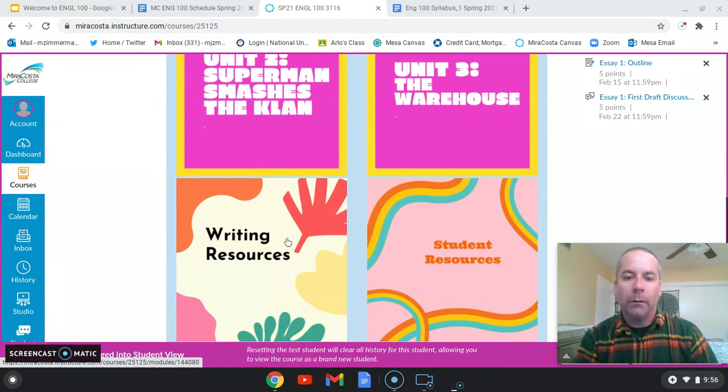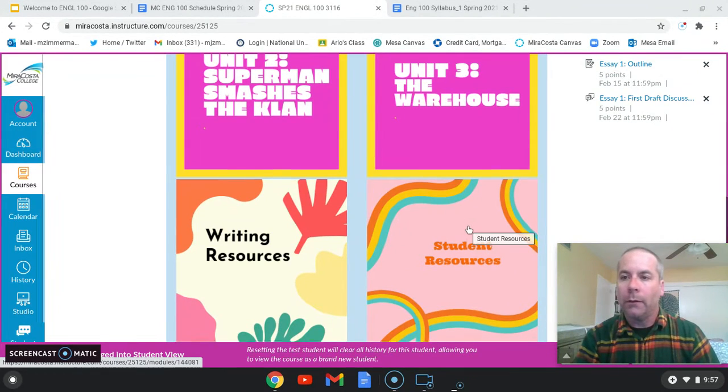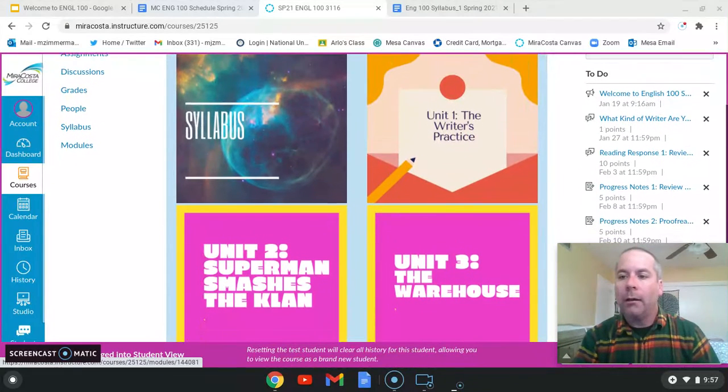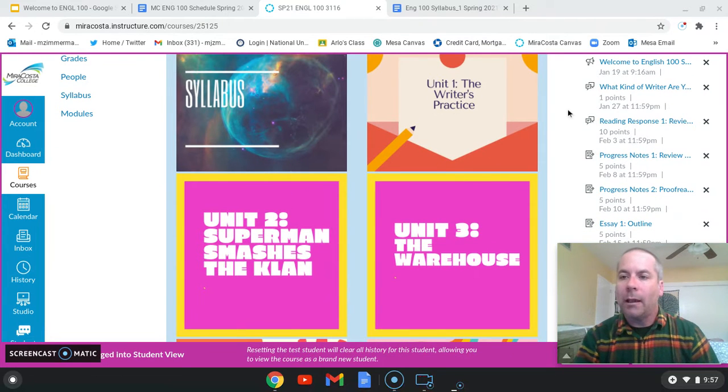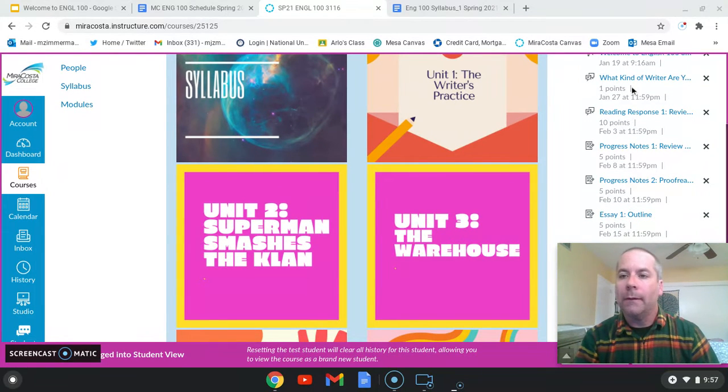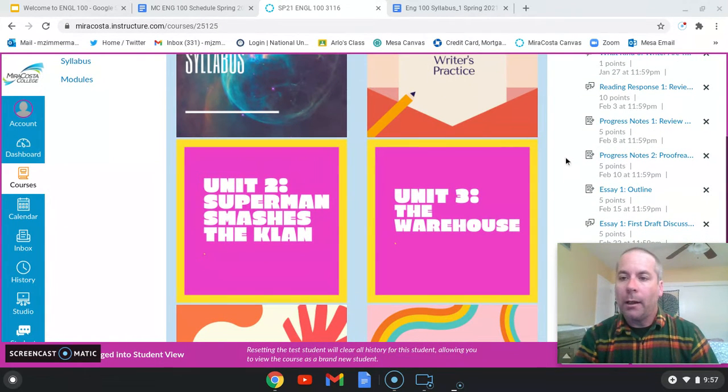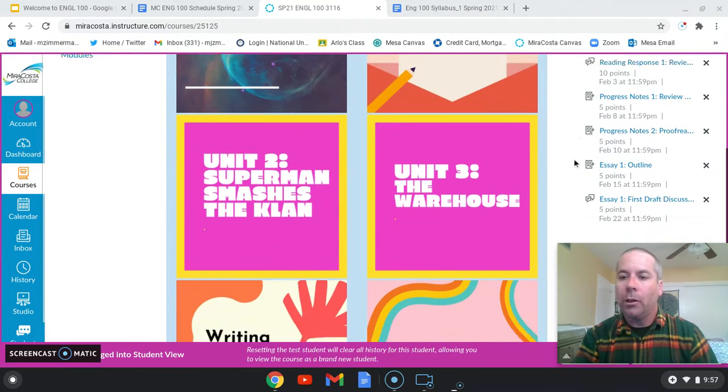Then I have 2 links here. One is to writing and reading resources. The other is to student resources, so I'll go over those a little bit. On the right here, you can see the to-do list. Okay, so this is announcements and assignments coming up. So you can see that we have a short writing assignment, which I'll go over, due on Wednesday. Then the next big assignment's due by February 3rd, then February 8th. So this is the workflow for Unit 1.